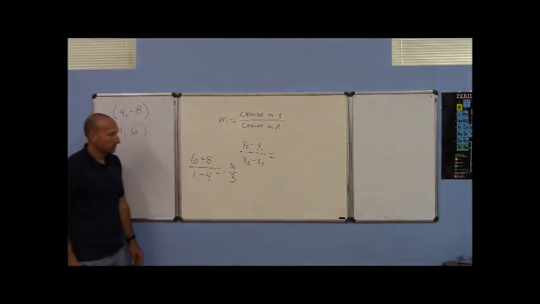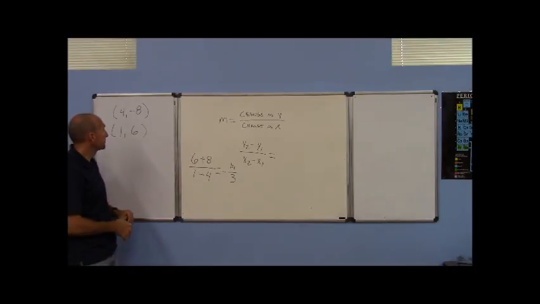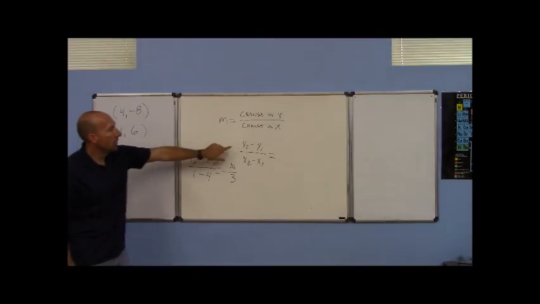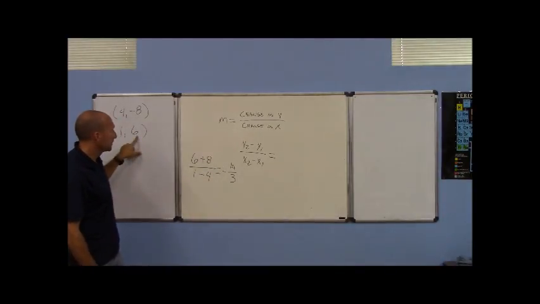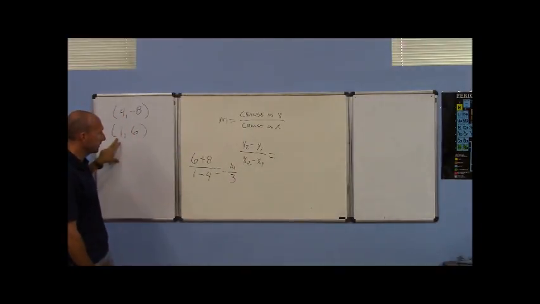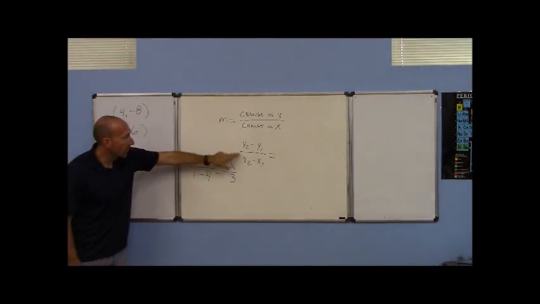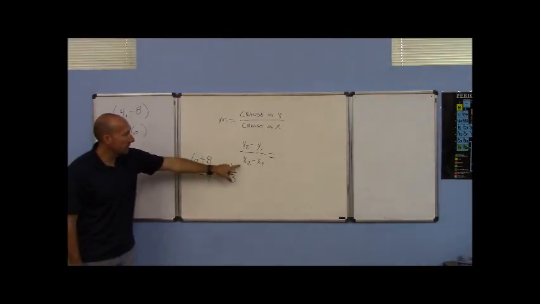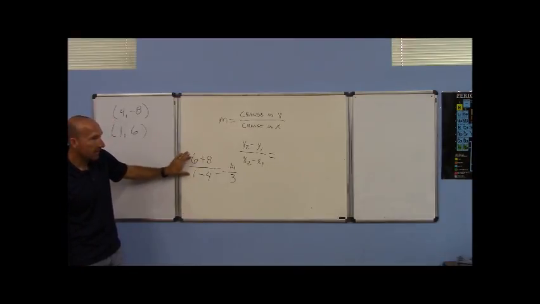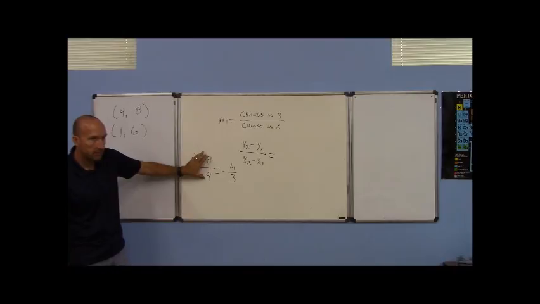Wait, why would the 1 come first? Good question. The 1 comes first down here because we have to be consistent. We're talking about the second point first, which is 6, and then it's over the second point of x. So since we started off with 6 for the y, we have to start off with 1 for the x down here. So it's second y over second x, first y over first x. Does that make sense?